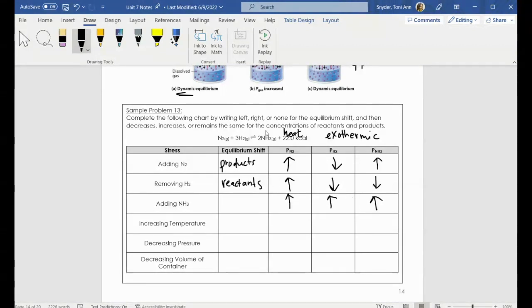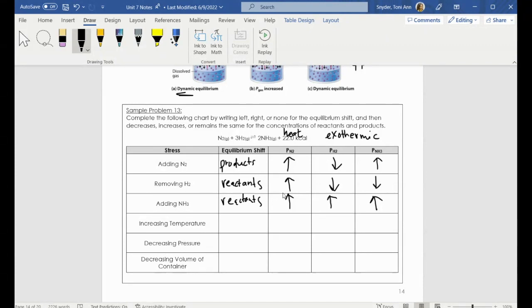If I'm adding more ammonia, I give something to Natalie, she wants the other thing. So my shift is going to be towards the reactants. I can make more reactants because I have more products available. There is more ammonia that's going to decompose. So therefore, more of those reactants are going to form.